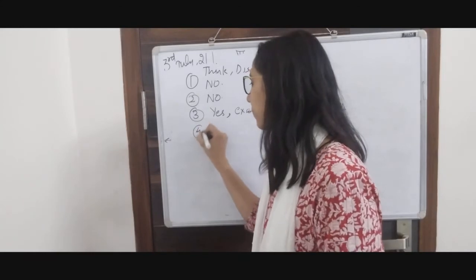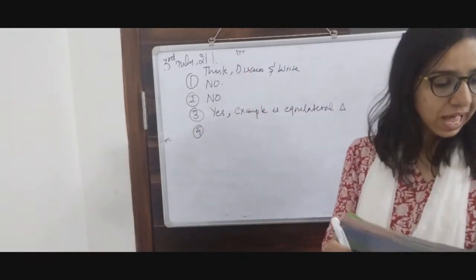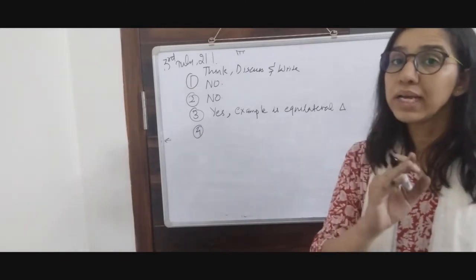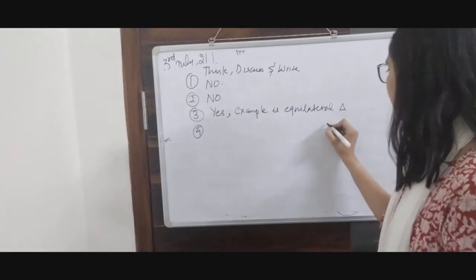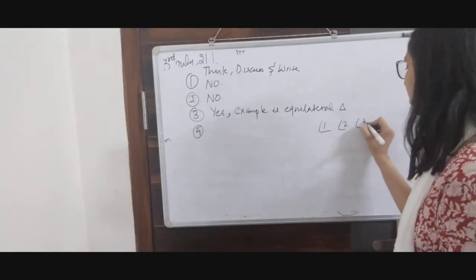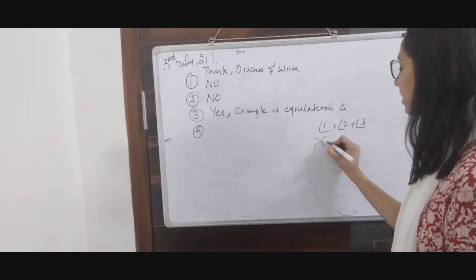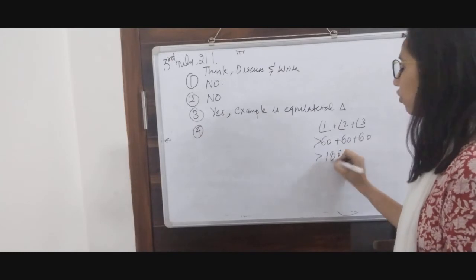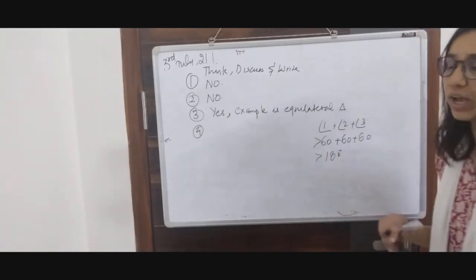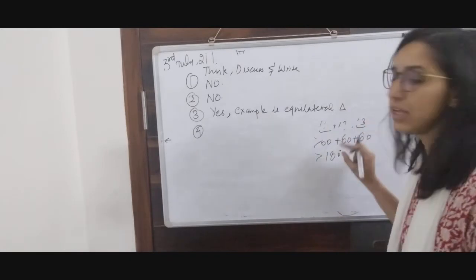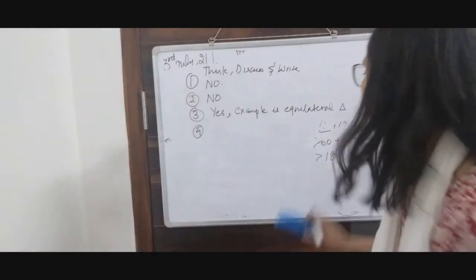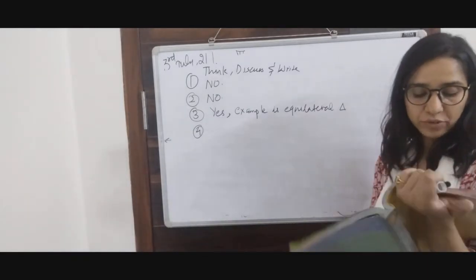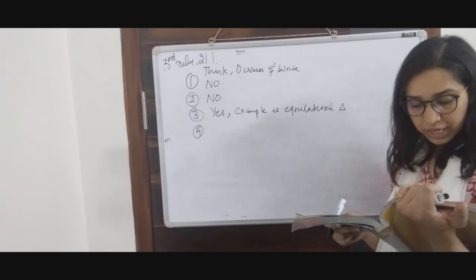Now the fourth one: can you have a triangle with all angles greater than 60? We have three angles: angle 1, angle 2 and angle 3. Their sum will be more than 60 plus more than 60 plus more than 60, so it is going to be more than 180. So it will not be a triangle, because the sum of angles of a triangle should be equal to exactly 180, not more than or less than 180.